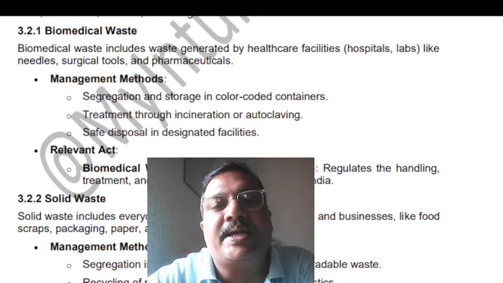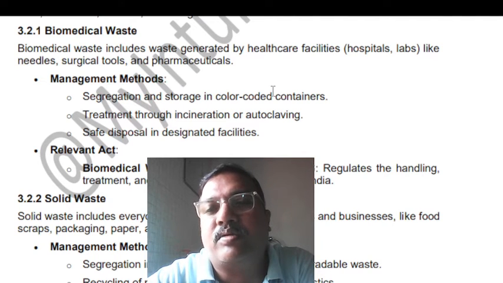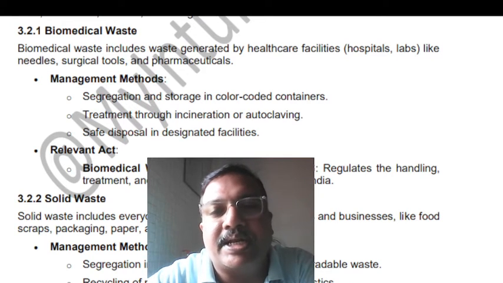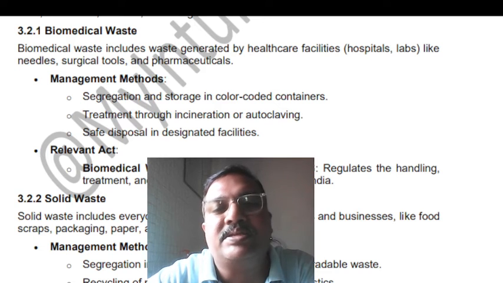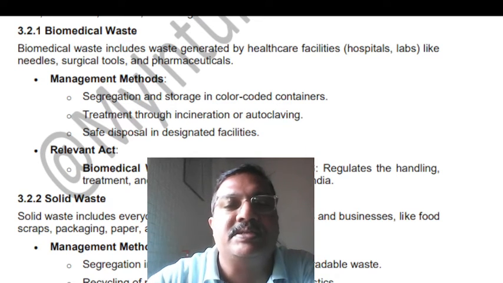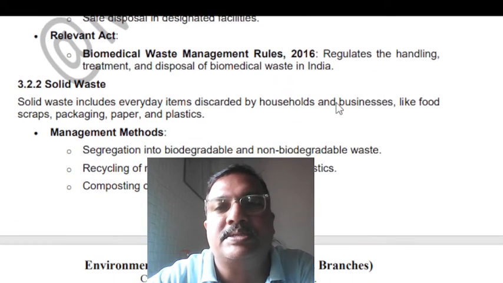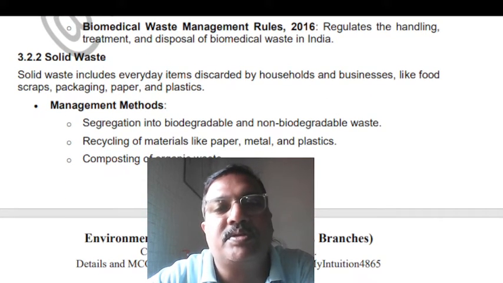Biomedical waste is separated into color-coded containers, and treated through incineration or autoclave. Incineration means burning at high temperature, destroying the harmful materials. Autoclave means using steam to sterilize the waste. Then safe disposal: after treatment, the waste is sent to special facilities for disposal. The relevant law was the Biomedical Waste Management Rules of 2016, to ensure the proper handling and disposal of biomedical waste in India.